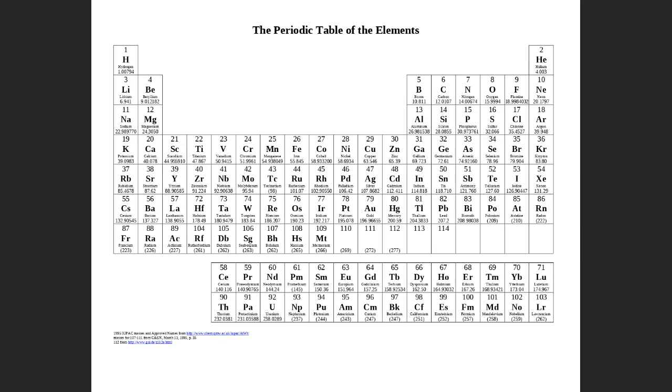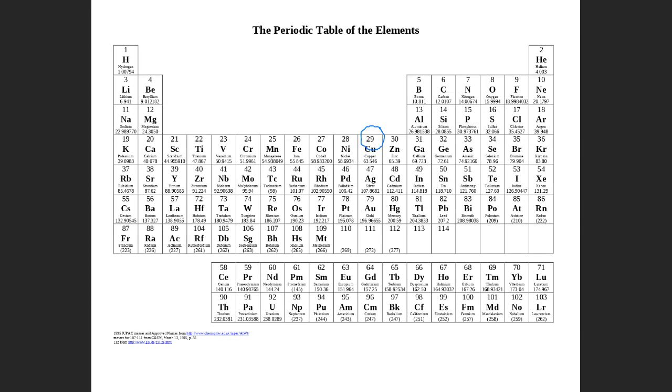It's number 29. And what does that number 29 represent? What is the number above the chemical symbol? That's called the atomic number, and it represents the number of protons. So Cu, copper, has 29 protons.